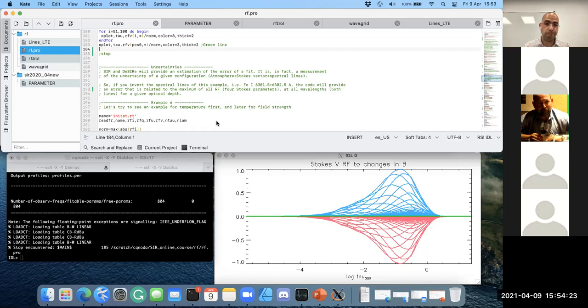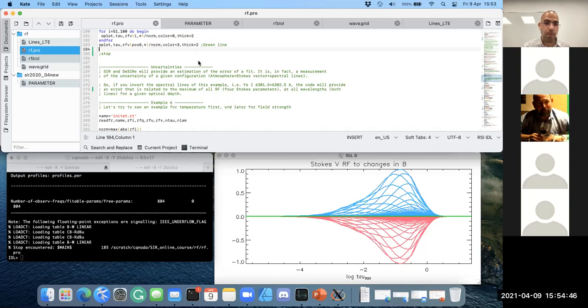Okay, additional questions? Okay, so Basilio is saying yes, and at the same time that we integrate the radiative transfer equation, we are evaluating the response function.